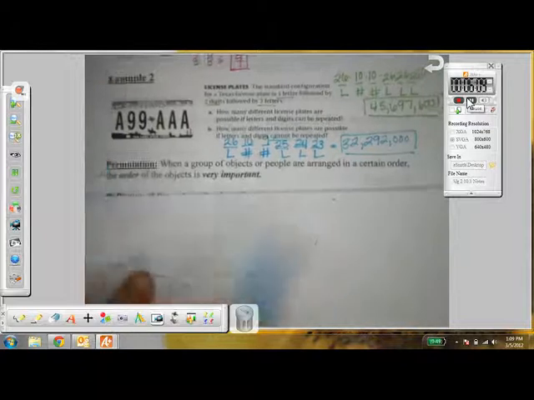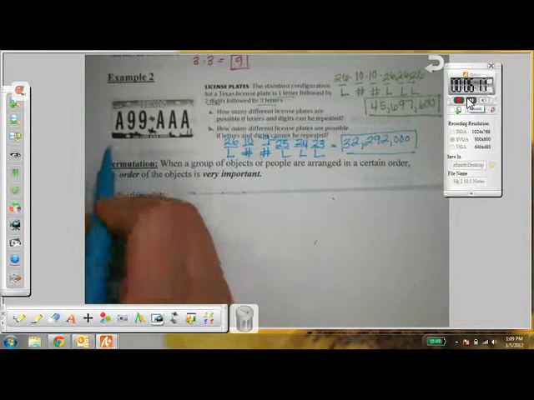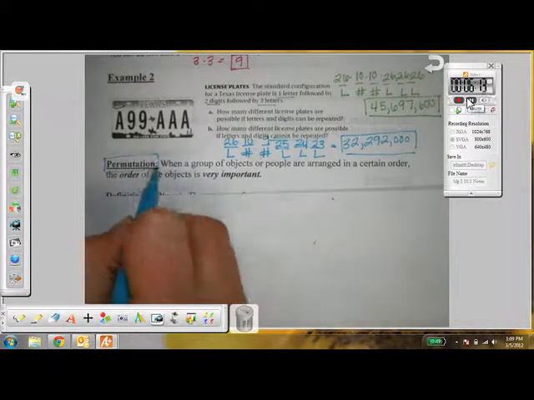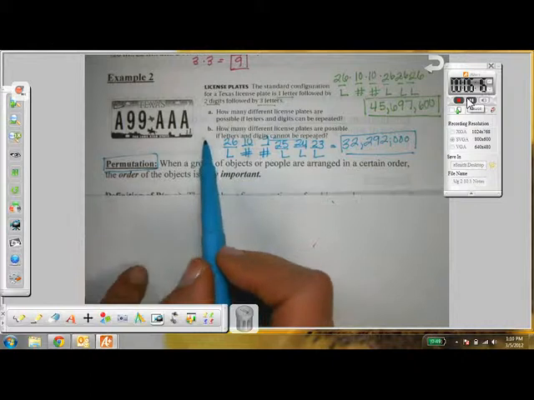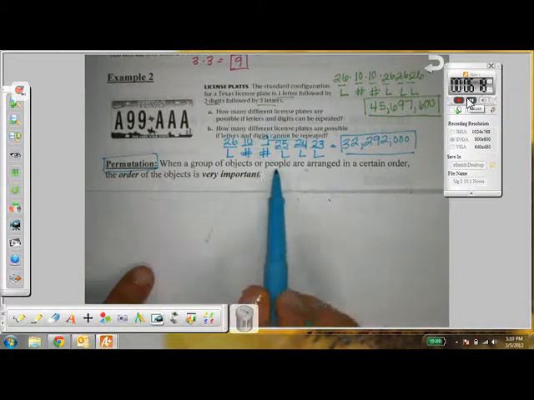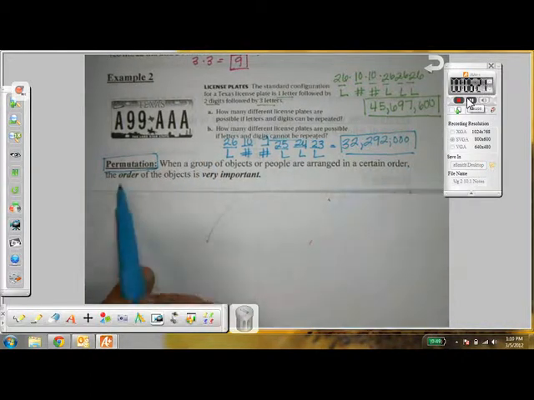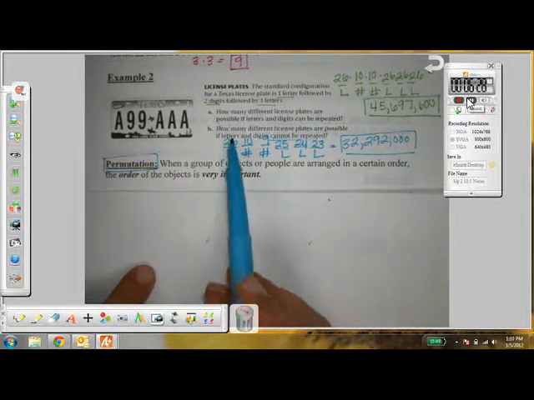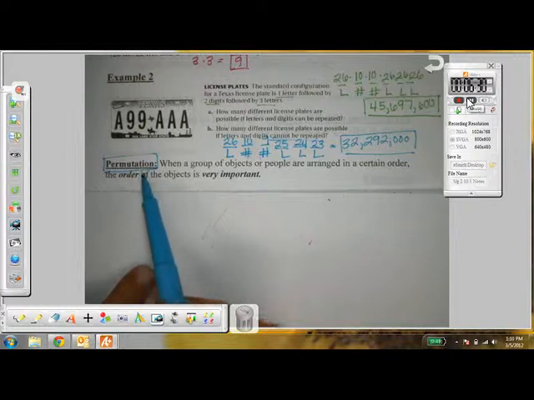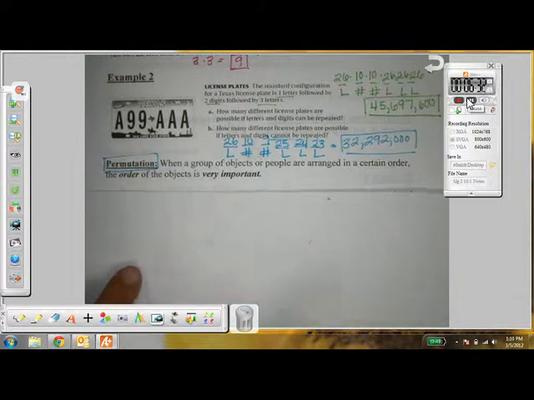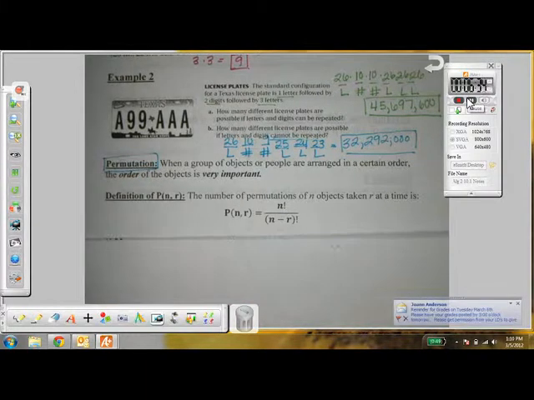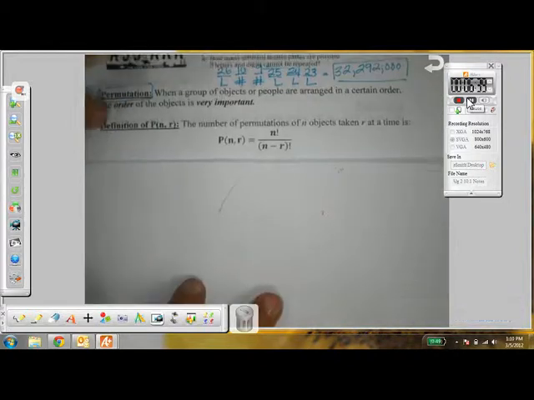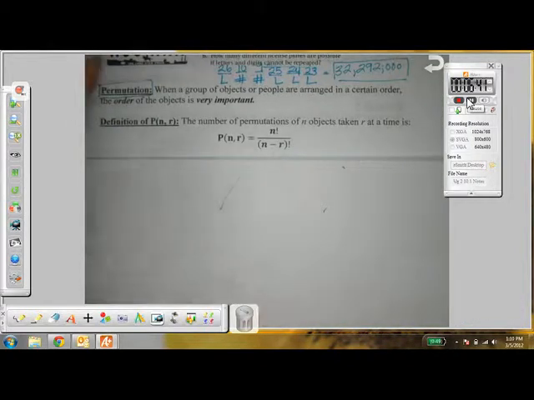It's called a permutation. So a permutation is what Part B of the second example was. When a group of objects or people are arranged in a certain order, the order of the objects is very important. So order does matter for a permutation. So Part B is considered a permutation because the order matters. Okay? So instead of having to write out all of our different possibilities and then multiply it together, you are actually given a formula. Okay?